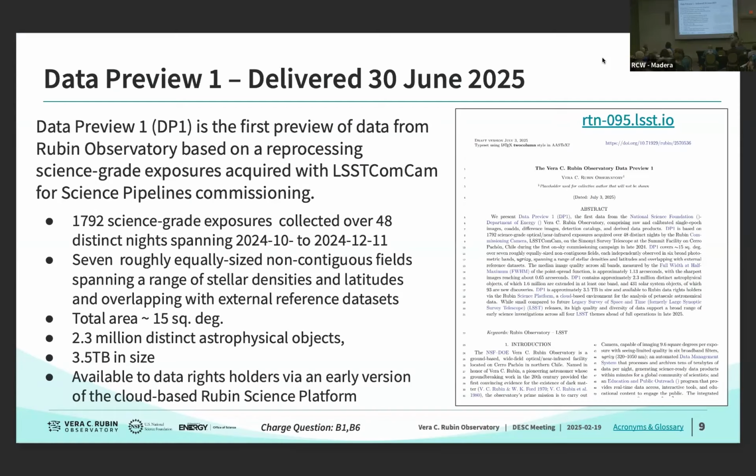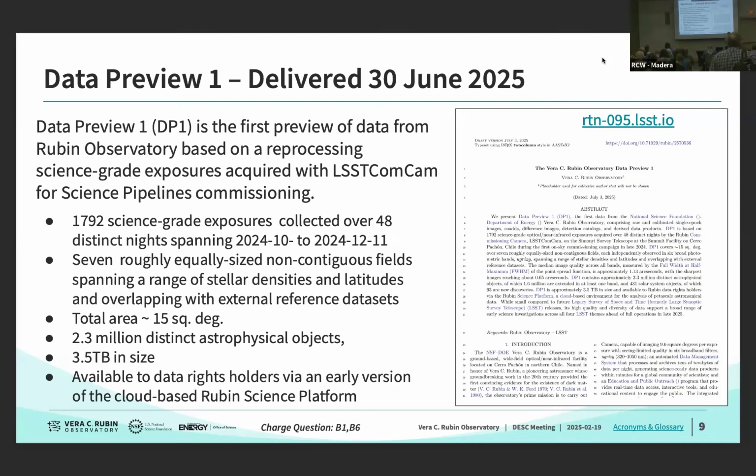There are 1,792 science-grade exposures collected over 48 distinct nights from late October through to the 11th of December last year. These exposures are distributed across 7 roughly equally sized non-contiguous fields, spanning a range of stellar densities and latitudes, and overlapping with external reference data sets. The total area is about 15 square degrees. The release contains about 2.3 million distinct astrophysical objects.